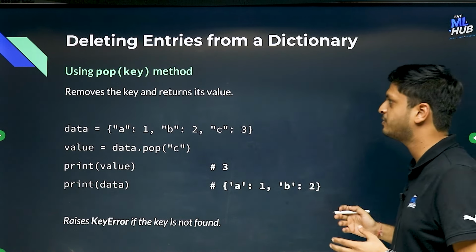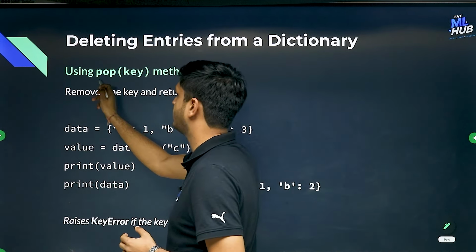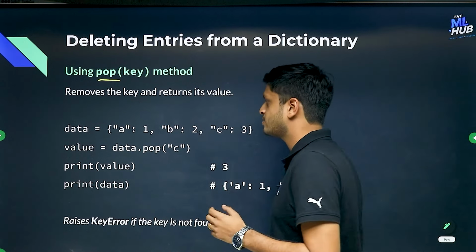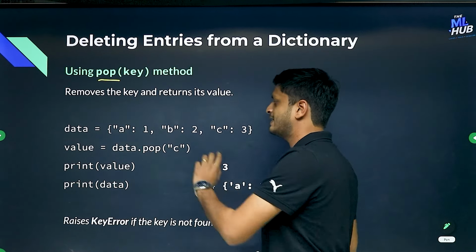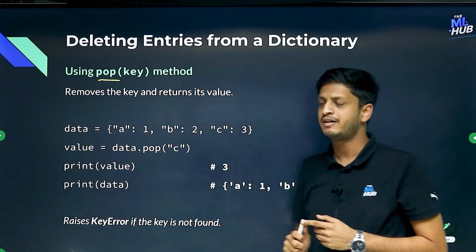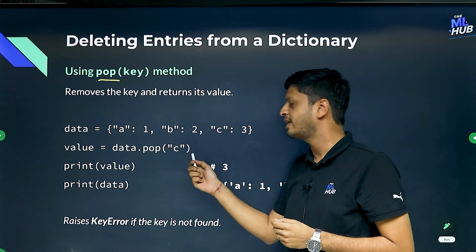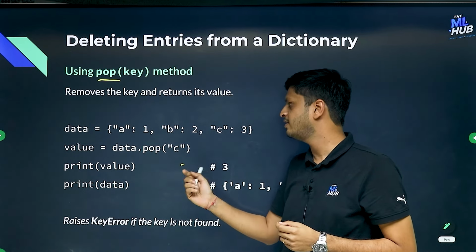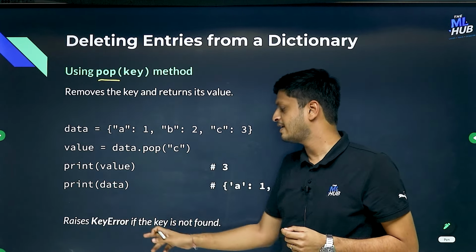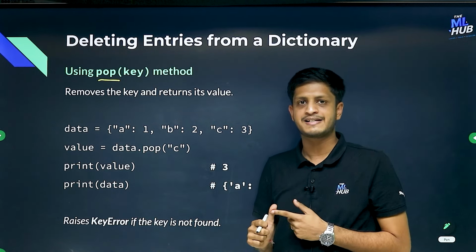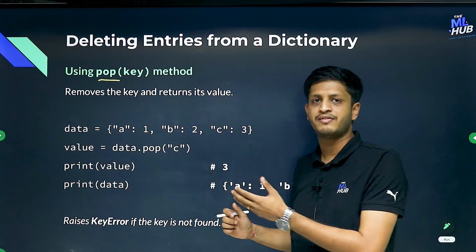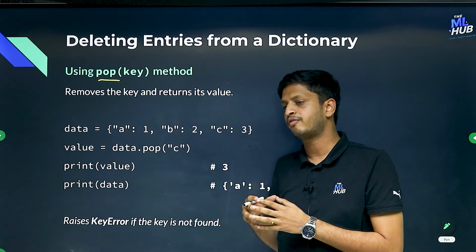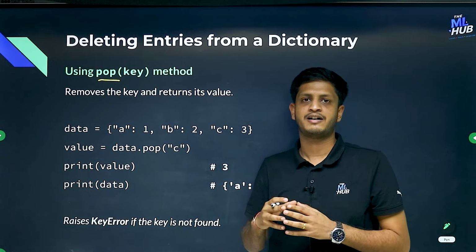Another way of doing the same thing is using the pop function given in dictionary. Using the pop function, the same thing happens, exactly the same as del. It will delete the corresponding key value pair which you provide as key here, and it will also raise a key error if the key is not found, exactly as del. But del is a keyword, it is not a function available for dictionaries. Del is a keyword that works independently.